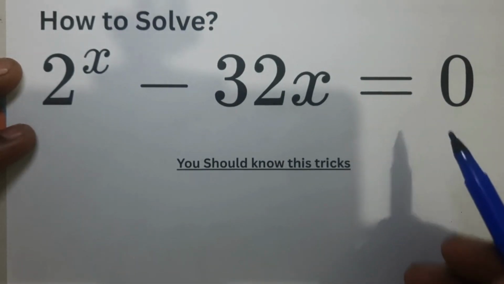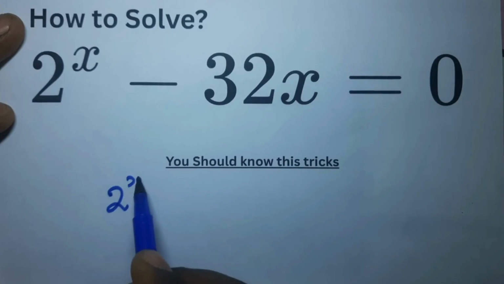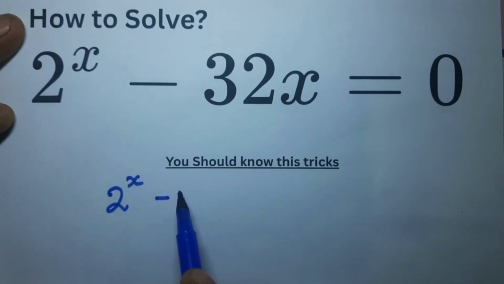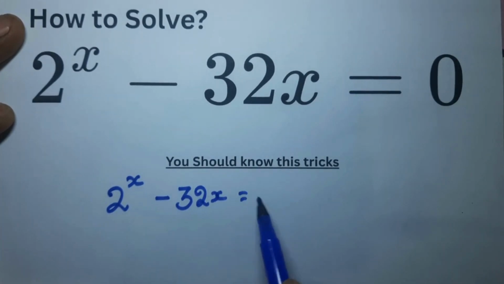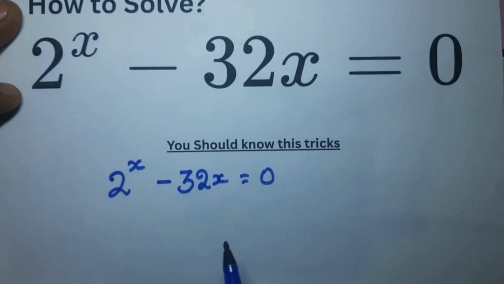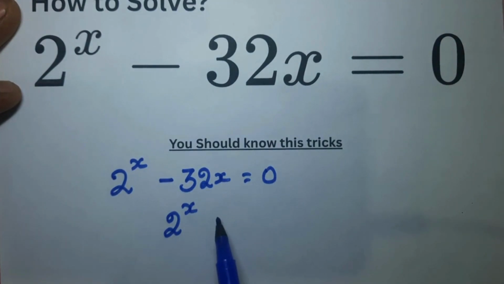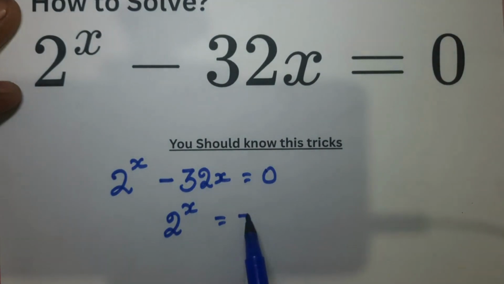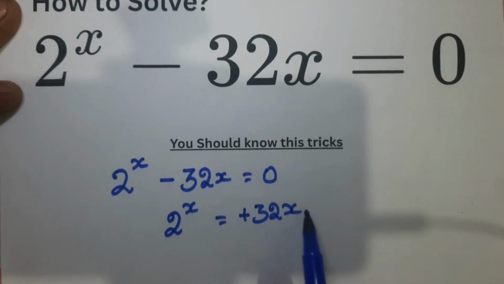To find this x, we have to write 2 power x minus 32x equal to 0. From this equation we are going to find x. This 2 power x equals plus 32x.